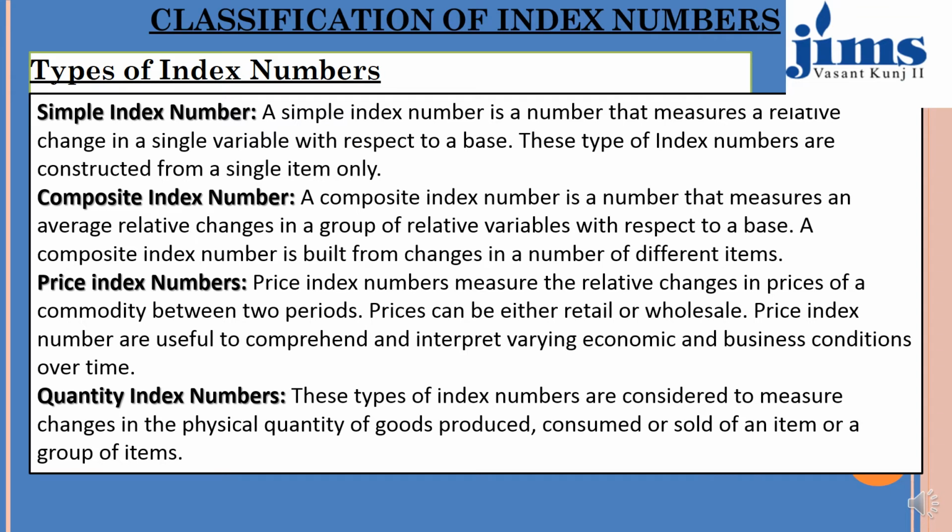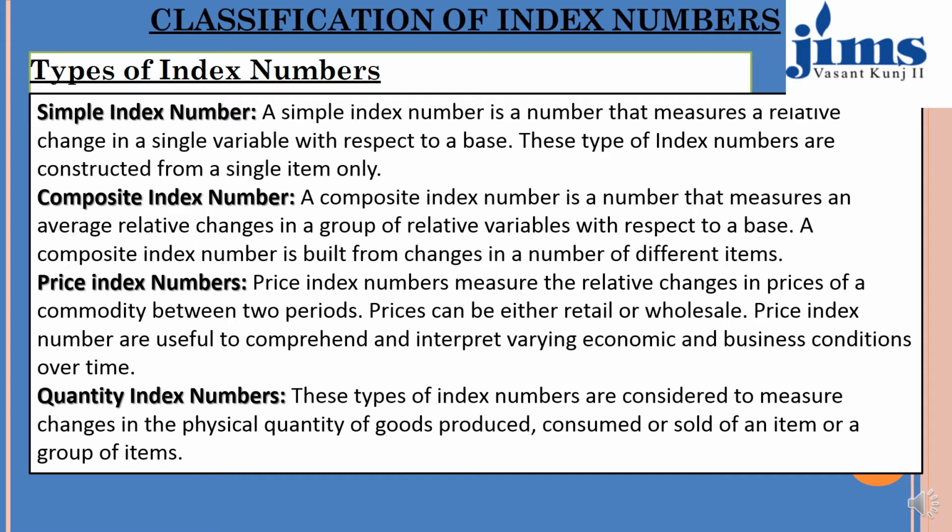Now, types of index number. Basically there are four types: simple index number, composite index number, price index number and quantitative index number. Simple index numbers are measured on the basis of the relative changes of a single variable; on that basis it is called simple. Composite index number, as I have mentioned, instead of a single variable uses multiple variables, a group of variables. Price index number means the index number is calculated on the basis of relative changes in prices.